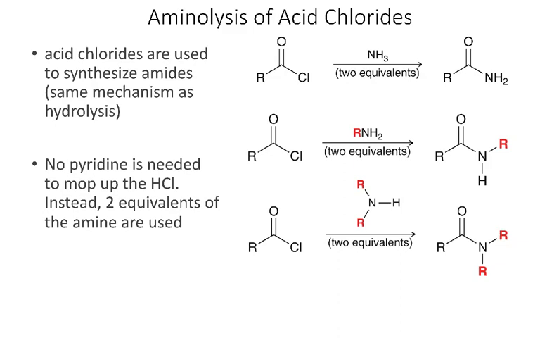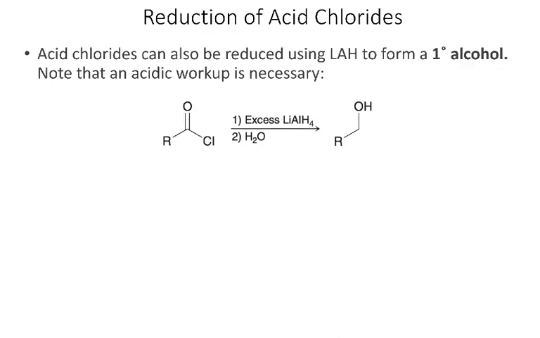Well, because the amines are themselves weak bases, I don't need to add pyridine, because if I just add extra amine, in this case, we'll add 2 equivalents of the amine, it will itself mop up the HCl that's produced. And we can do this aminolysis with just ammonia or with primary and secondary amines. All right, so we've just looked at 3 examples of converting our acid chloride into the other carboxylic acid derivatives that we've talked about.